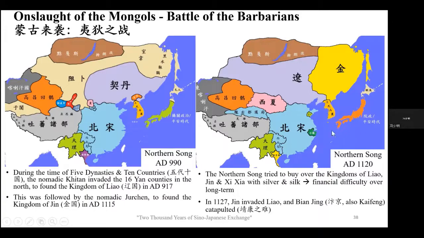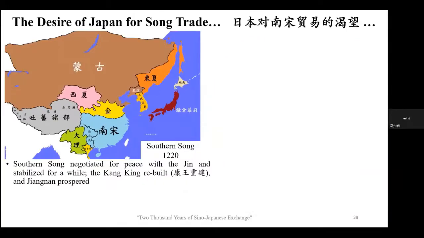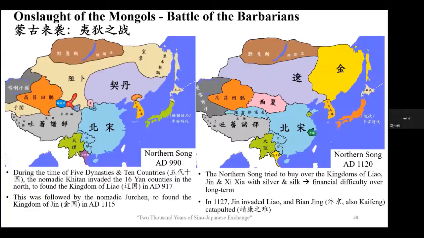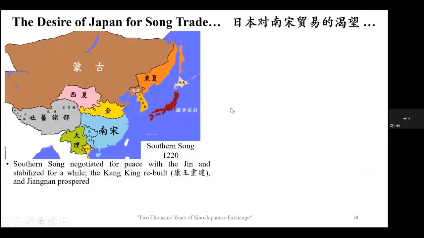the northern Song still tried to buy over the northern kingdoms of the Jin, the Liao, and the Xixia, keep trying to bribe them with money, especially with silver and silk, but to no avail. Eventually, the northern Song dynasty collapsed. Okay, and you can see when Song previously was a unified country, it was now left with only the southern Song, right? They tried to negotiate for peace with the Jin, and it stabilized for a while.